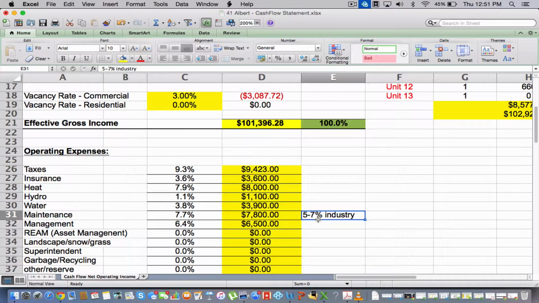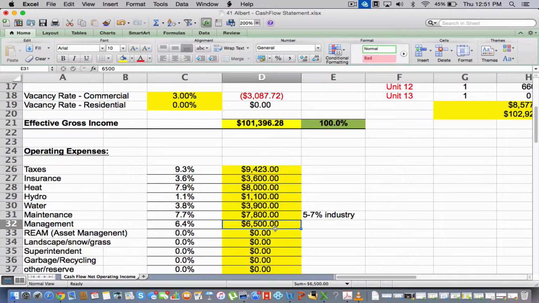Okay, so the industry average is about 5 to 7%. In this case, we actually received a number from the seller at about $7,800, and that's just over the industry average, and that's fine. So obviously in the last year he had a little bit more maintenance than he had in the last few years, and there's nothing wrong with that as long as we know what it is.